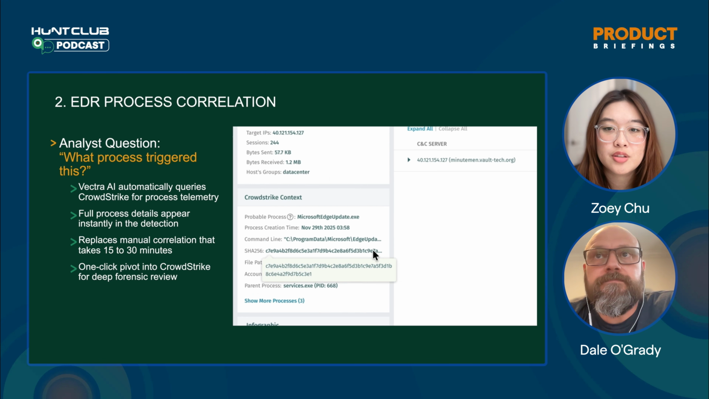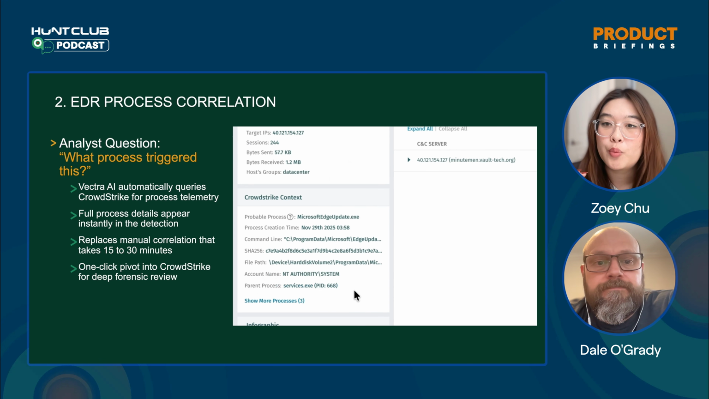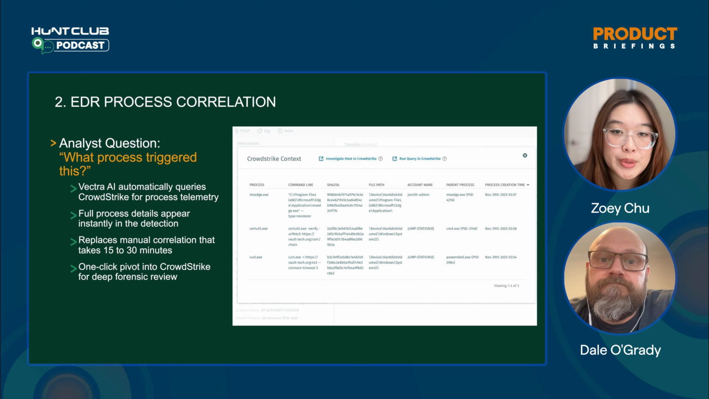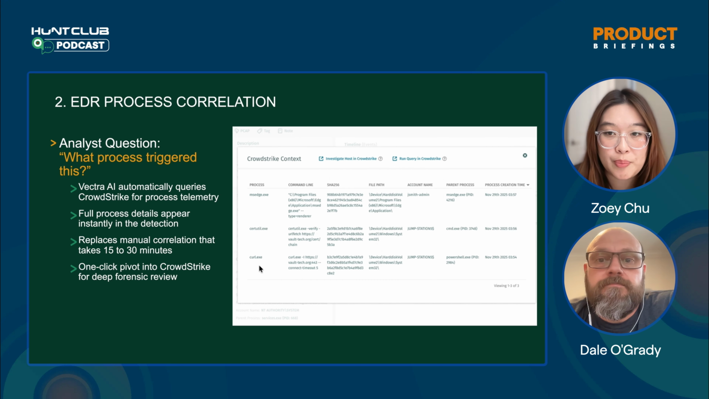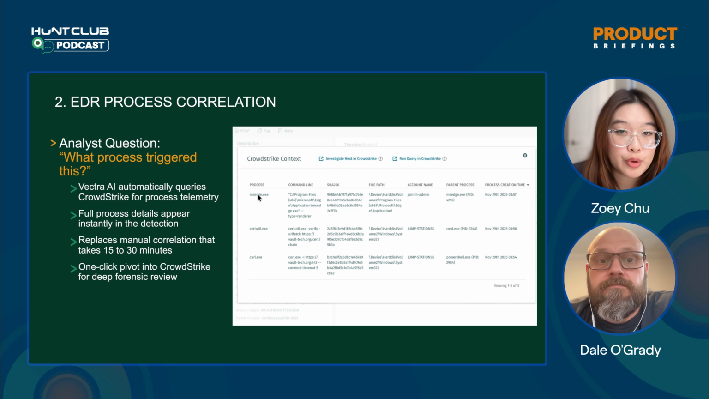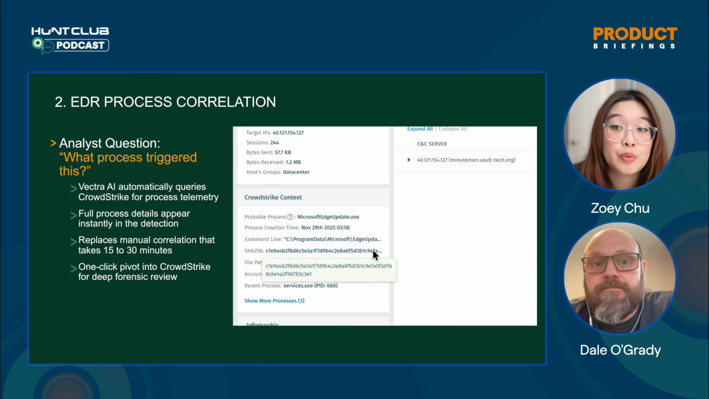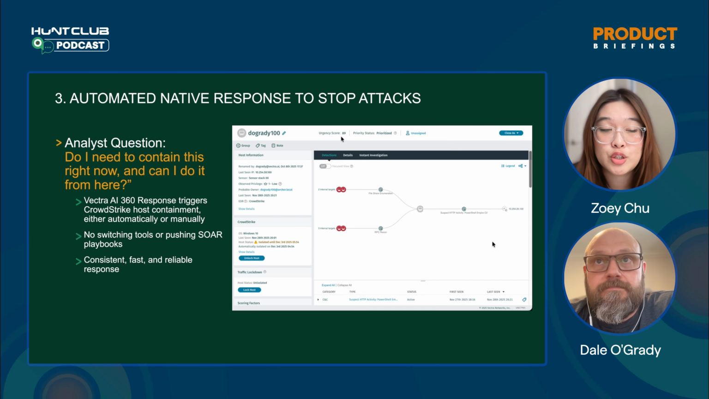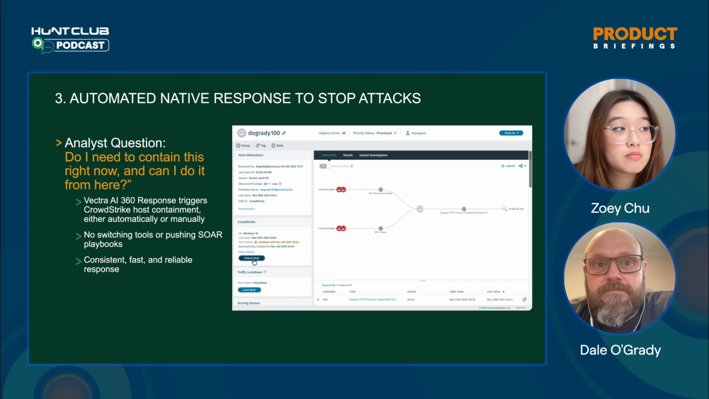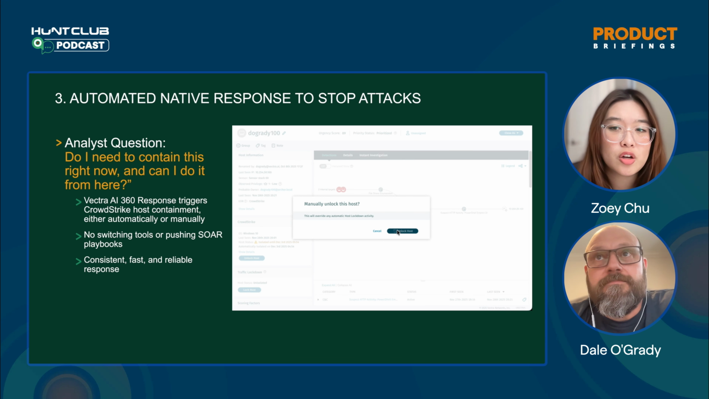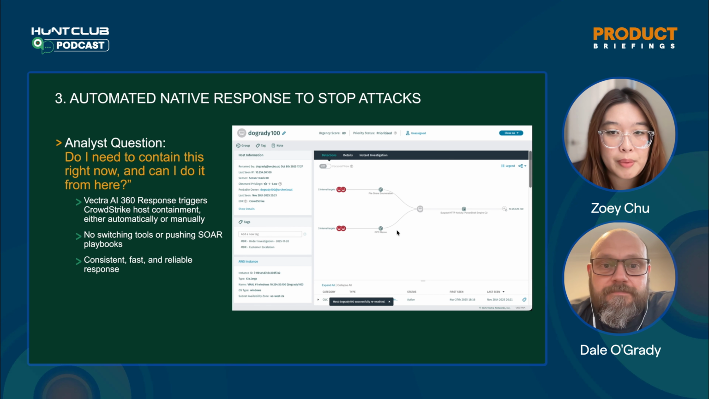Gotcha, gotcha. That's awesome. So at this point here, we have a lot of context, we have a lot of information pretty much given to us automatically. So the next question for analysts here is, do I need to contain this right now? And can I do it from where I am right now? So we have something on the Vectra AI platform that automatically and natively stops attacks. How does automated response work on the Vectra AI platform?